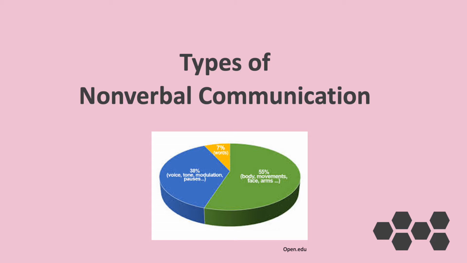When I mentioned previously that 93% is nonverbal, here's the pie chart distribution. It includes 55%, over here in the green section, body movements, facial expressions, arm movements, hand gestures, even eye contact, etc. That's part of nonverbal. There's also a vocal component. In the blue, 38%, that's how you use your voice: your tone, your voice modulation, pauses, laughter. It's anything that's vocal without the words. We call that paralanguage, which we'll dive into in this video. And then 7% is the words that you use.